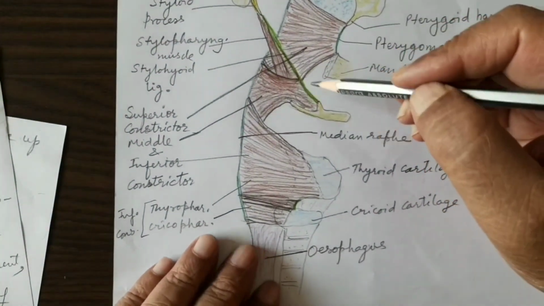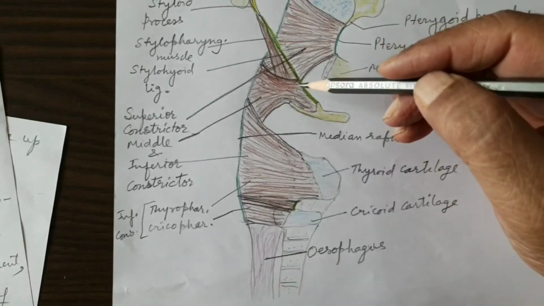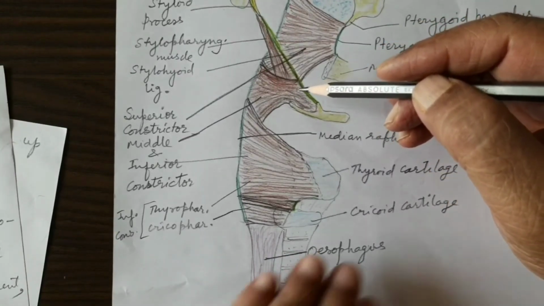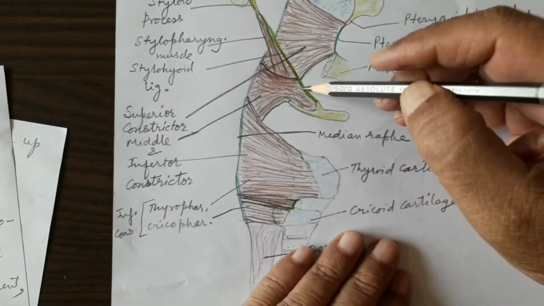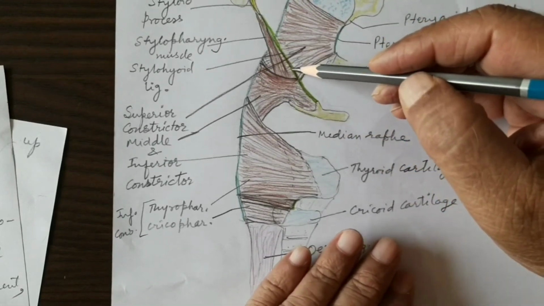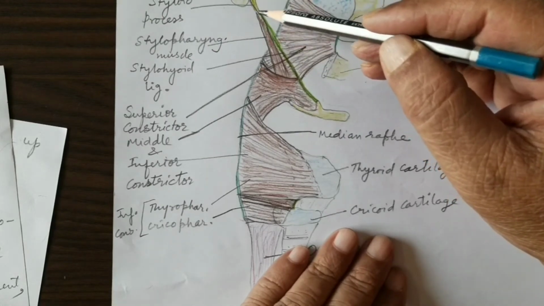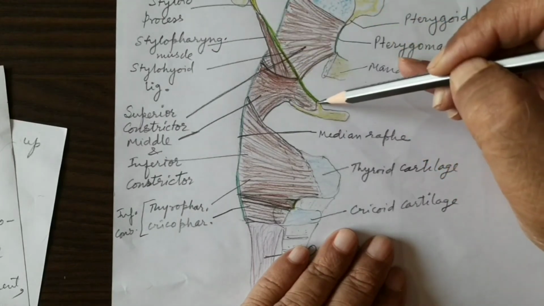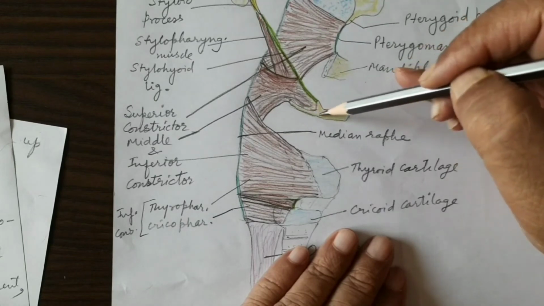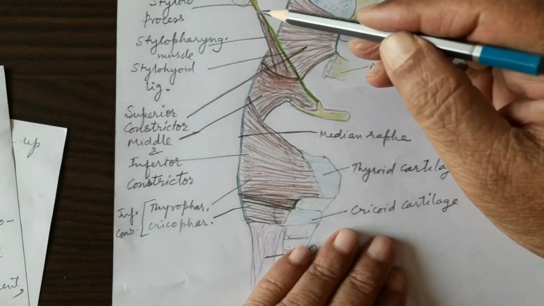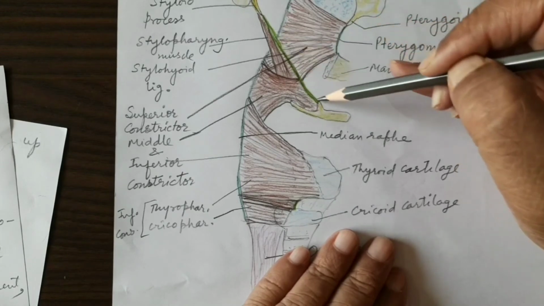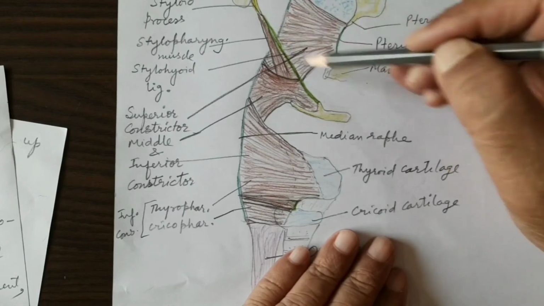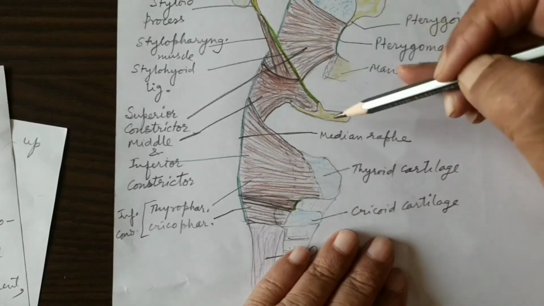Let us come to the middle constrictor origin. This is the middle constrictor, and it arises from the lower part of the stylohyoid ligament. See, this is the styloid process, and this is the lesser cornua, the greater cornua, and the body of the hyoid bone. So this is the stylohyoid ligament. The green line is between the styloid process and the cornua.